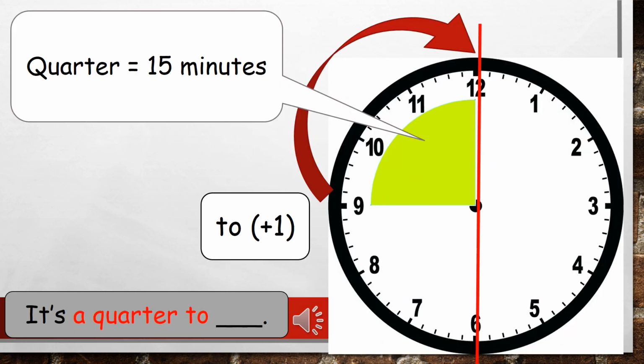Now, we are going to learn another concept. It's on the left-hand side of the clock. Same thing, a quarter equals 15 minutes. It's going to be the last 15 minutes of an hour. On the left side of the clock, we will use the word to. The word to. What does this plus 1 mean? I'll tell you later. So we can say a quarter to. We no longer use a quarter past. We now use a quarter to.